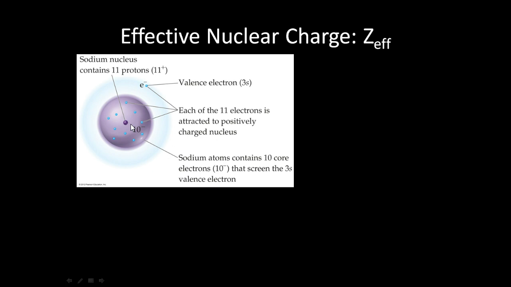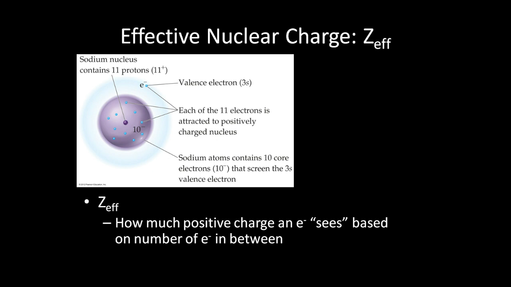And some electrons actually get in the way of other electrons from feeling that attractive force. So what this Z effective calculation is, basically, is a calculation to assess how much positive charge any particular electron, quote unquote, sees, based on the number of electrons that are in between it and the nucleus of an atom. There's a calculation in your textbook for calculating Z effective, but that calculation is a little bit cumbersome, and so we're going to use this essentially approximated Z effective.